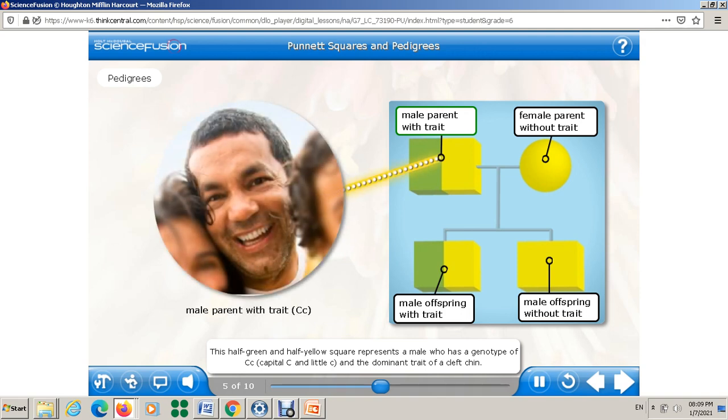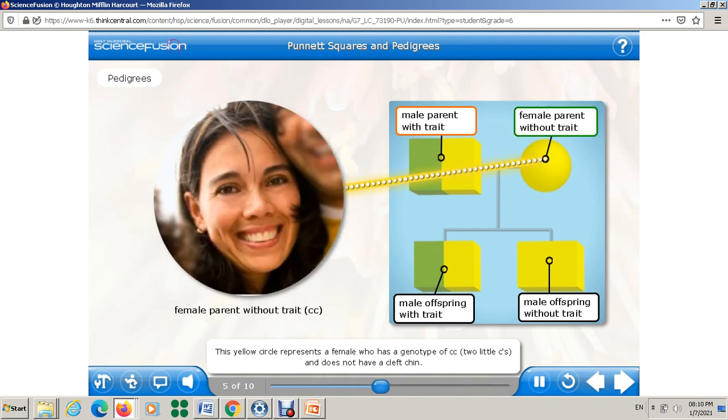This half green and half yellow square represents a male who has a genotype of Cc, capital C and little c, and the dominant trait of a cleft chin. This parent could pass down either a dominant or recessive allele for this trait to his offspring. This yellow circle represents a female who has a genotype of cc, two little c's, and does not have a cleft chin. This parent can only pass down a recessive allele to each of her children.